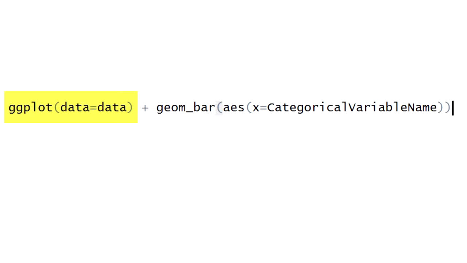This term cannot stand alone. Rather, R is expecting additional terms to come after this that specify what R calls the geometry of the plot. The geometry essentially means the type of plot that you want R to create. Here, we want a bar plot. So after the ggplot term, we need to add a plus sign, followed by the function geom_bar. Inside the geom_bar function, we need to specify what R calls the aesthetics, which means the variable that gets plotted and where on the plot it should appear. Here, we're specifying our selected categorical variable as going on the x-axis.